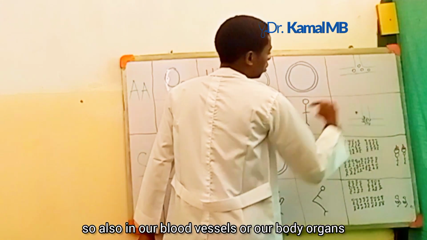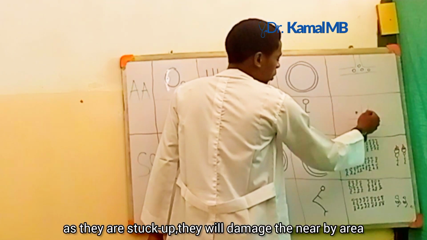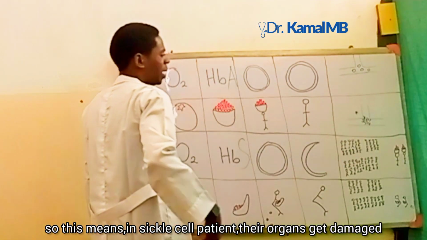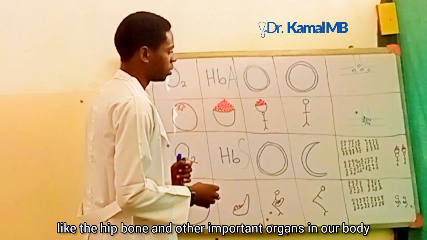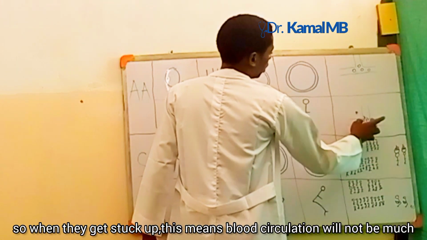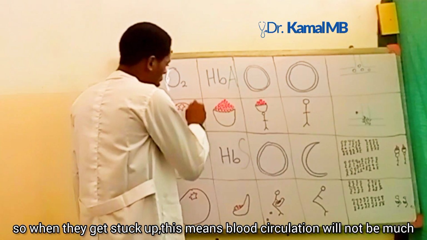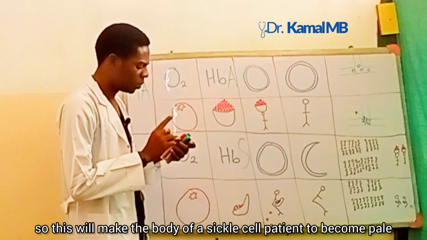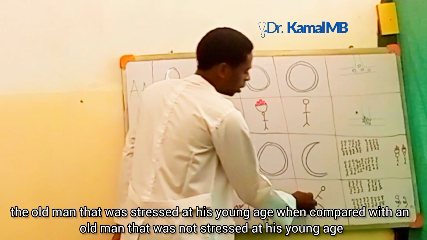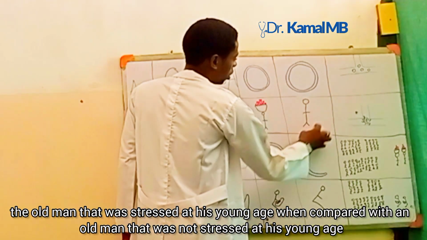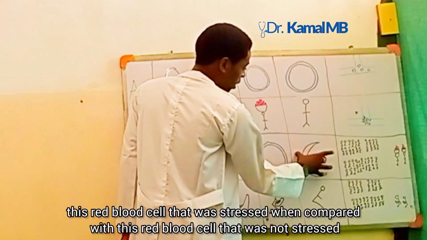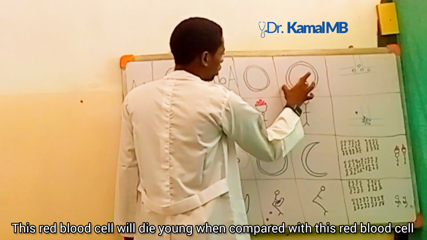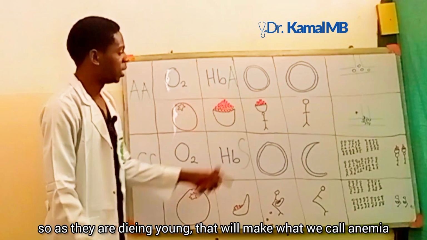So also in our blood vessels or body organs, as they are stuck, they will damage the area where they get stuck. This means in sickle cell patients, their organs get damaged, like the hip, bone, and other important organs in our body. When they get stuck, blood circulation will not be much, and oxygen supply, because of this abnormal tomato, will be low in the body. This will make the body of a sickle cell patient become pale. And because they are dying young, like an old man that was stressed during his young age compared to an old man that was not stressed, this red blood cell that was stressed will die young when compared to the one that was not stressed.